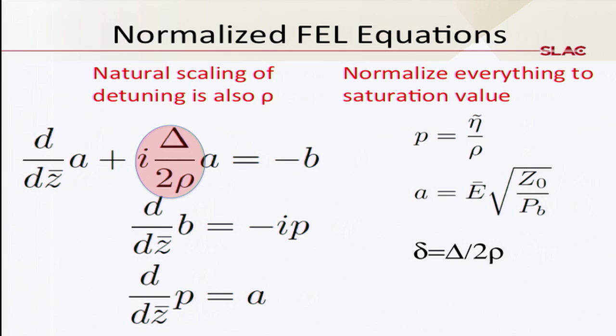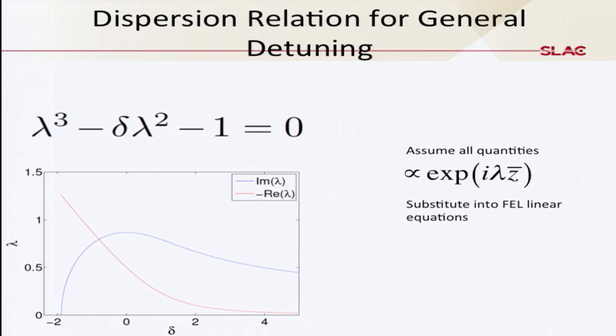Right, so your saturation power makes the equations look pretty because it's the natural scale of your free electron laser. We will normalize everything and call our small lowercase delta big delta over 2 rho, and that's what goes into the equations. Just looking at it, it tells you rho is more or less your bandwidth. Now you can make your old assumption that everything goes exponentially, and you get the famous cubic equation of the free electron laser.